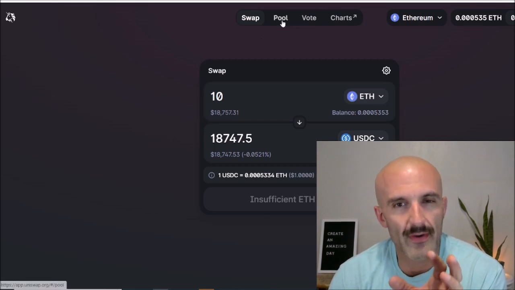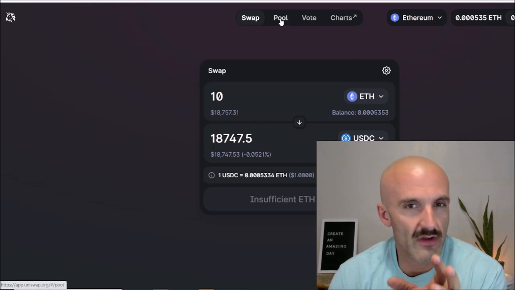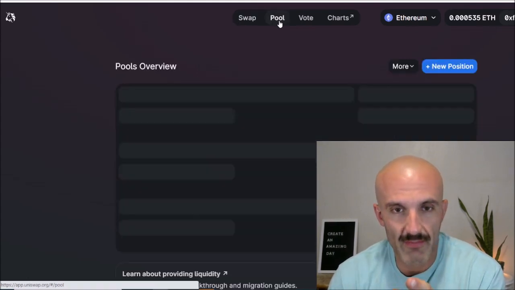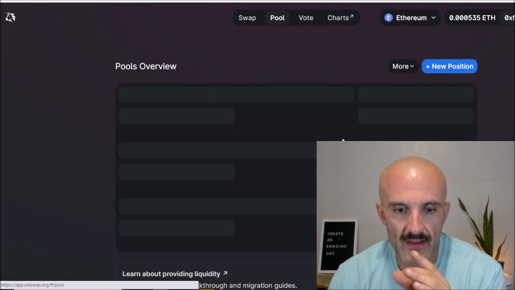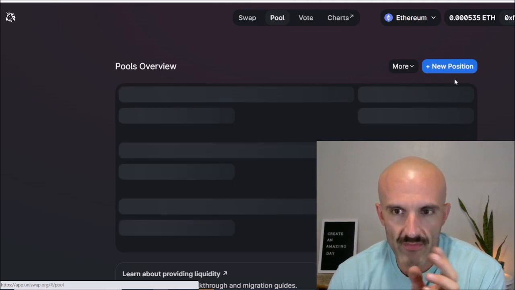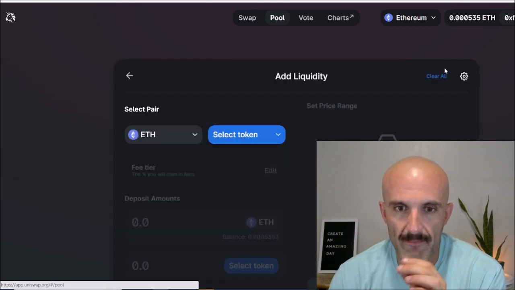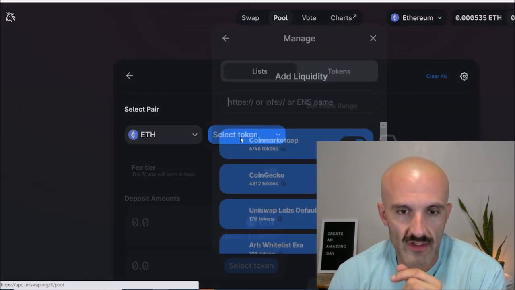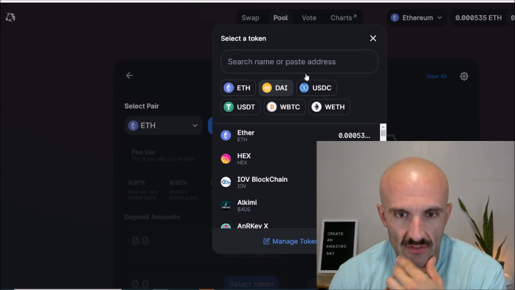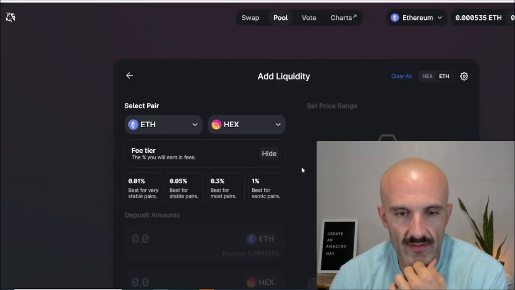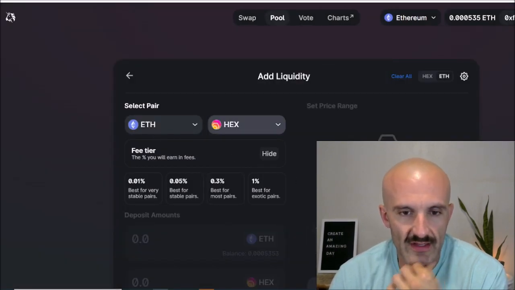In order to set up a liquidity providing position, you come over to this tab at the top called Pool. And when you do this, you come over here and you click New Position. So we're going to select this. I'm not going to set one up right now because I don't have any assets in here. But say we're doing Hex here. We're going to say ETH and Hex.